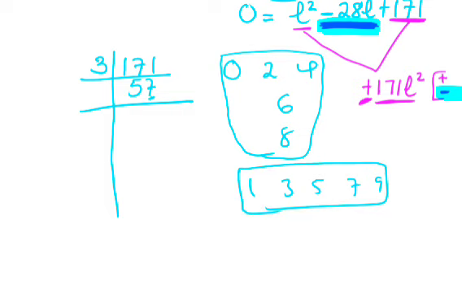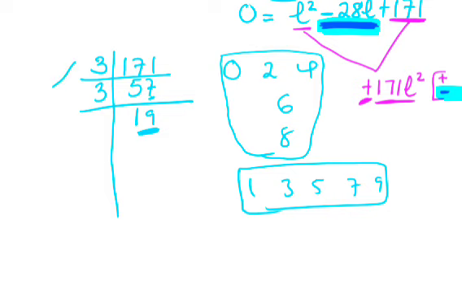So this is 3, so 3 goes into 57. The answer is 19. So we have 19 here. I think let's stop there.